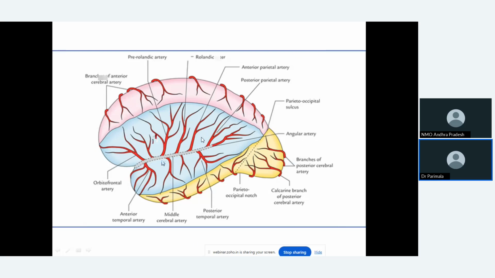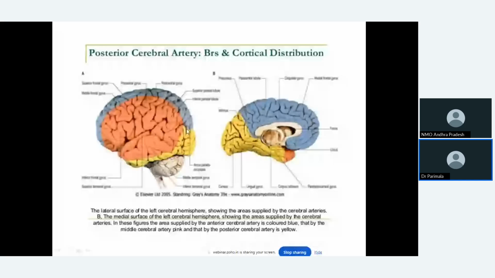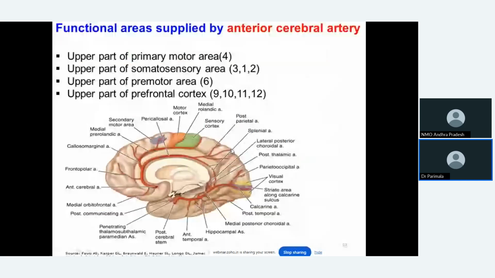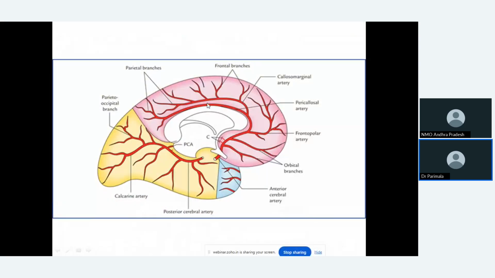So the same thing in a different view. Major part of the supralateral surface, middle cerebral artery. Medial surface, anterior cerebral; inferior surface and posterior pole, posterior cerebral; adjoining the stem of the lateral sulcus, this is the middle cerebral artery. The same thing I am showing here again. Medial surface, anterior cerebral; posterior pole and inferior surface, posterior cerebral.